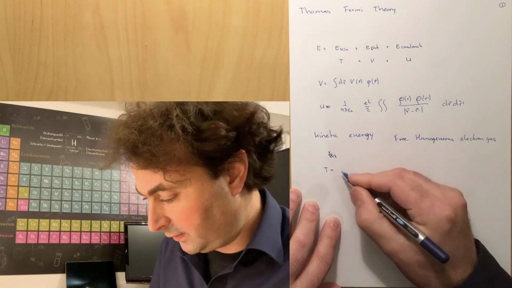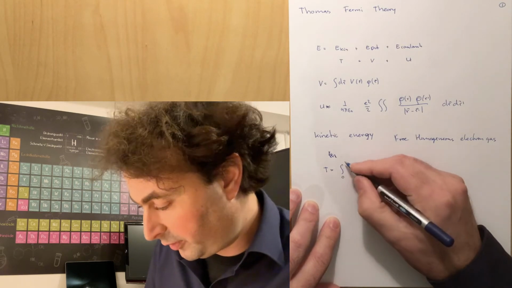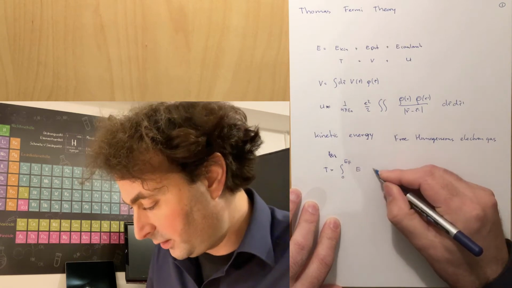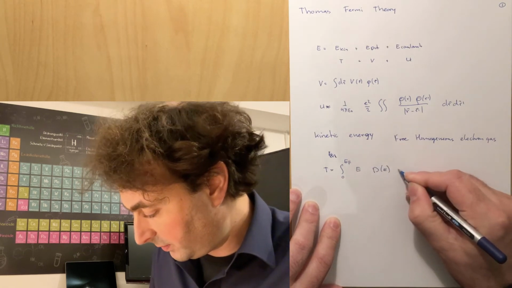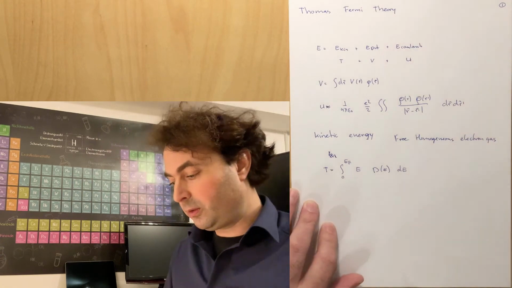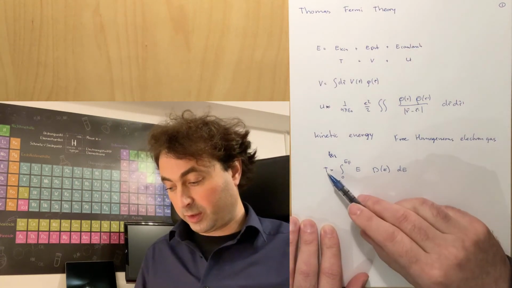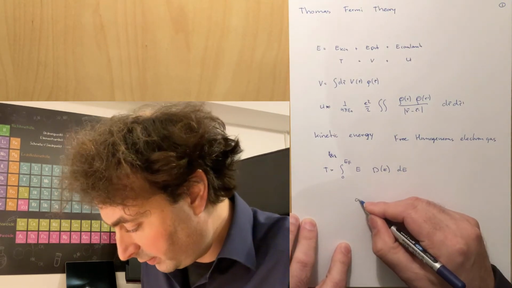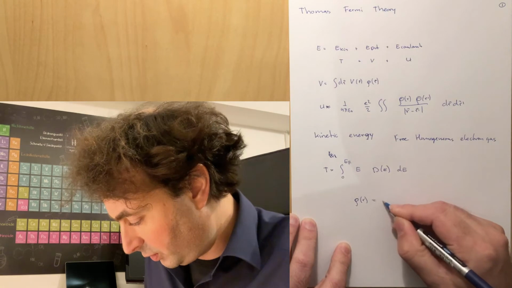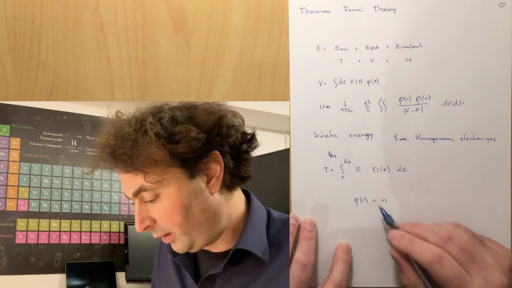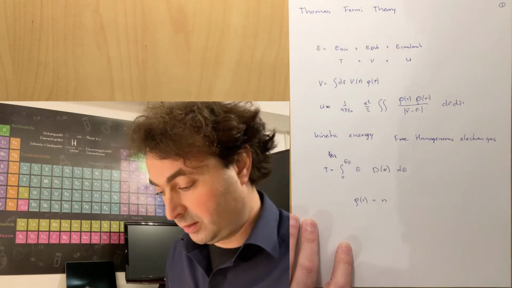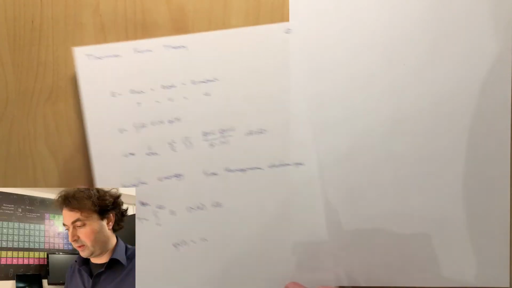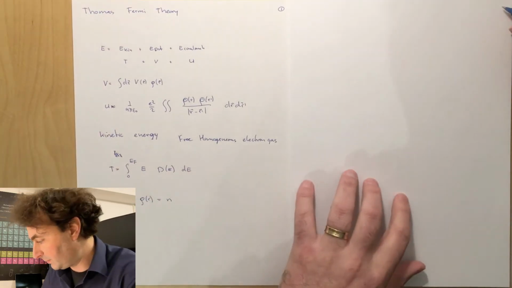We can calculate the total energy at 0 Kelvin if we integrate from 0 to the Fermi energy, the energy times the density of states, dE. So the question is, can we now find a function that expresses T in terms of the density? And for a homogeneous electron gas, we know that the density is just given by a constant. And we now have to write down the total kinetic energy as a function of the electron density in our homogeneous electron gas.